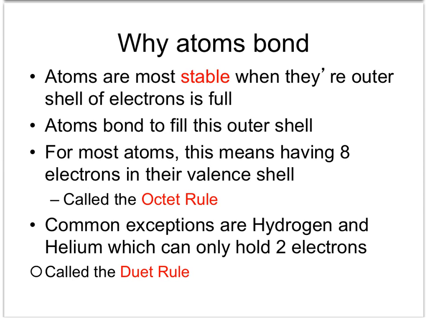So why do atoms bond? Well, we've determined that atoms are most stable when their outermost shell of electrons is full. This means that they must have 8 electrons in their outer shell, in their valence shell. Atoms will bond to other atoms to fulfill this requirement. While most atoms desire 8 electrons in their outer shell, there are some, such as hydrogen and helium, that only want 2 electrons in their outer shell. We call this the duet rule.